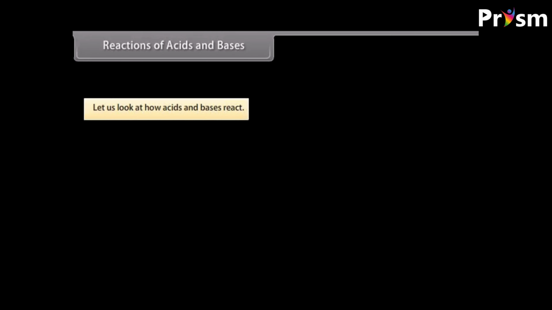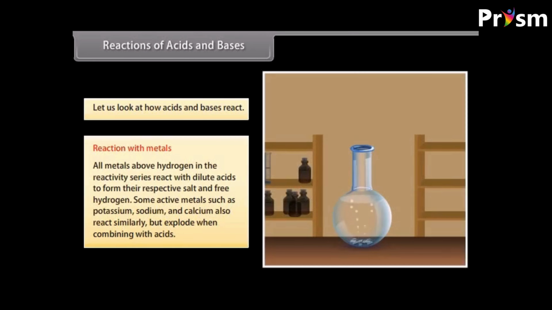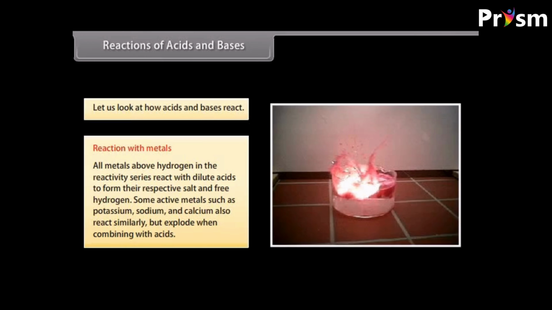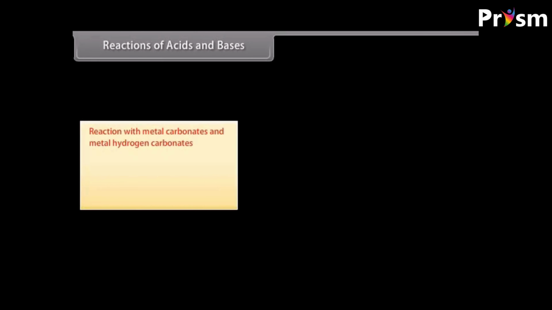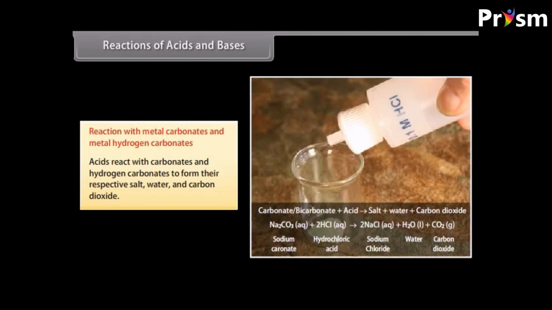Let us look at the different reactions of acids and bases with metals, metal carbonates, and metal hydrogen carbonates, and with each other. Reaction with metals. All metals above hydrogen in the reactivity series react with dilute acids to form their respective salt and free hydrogen. Active metals such as potassium, sodium, and calcium also react similarly but explode when combining with acids. Reaction with metal carbonates and metal hydrogen carbonates. Acids react with carbonates and hydrogen carbonates to form their respective salt, water, and carbon dioxide.